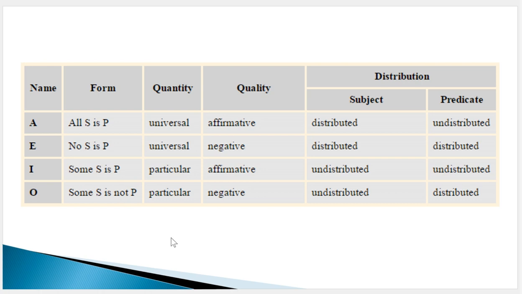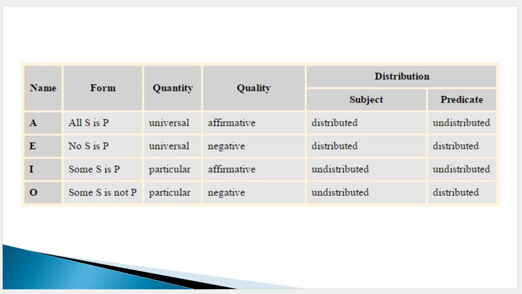I did grab this chart right out of your textbook, which is very nice. It's got the form, it's got the quantity, it's got the quality, and it's got the distribution, whether it's the subject or the predicate that's distributed or undistributed. So honestly, I just think forms like charts like this are more helpful to me when I'm learning.